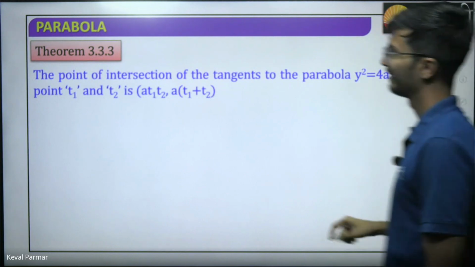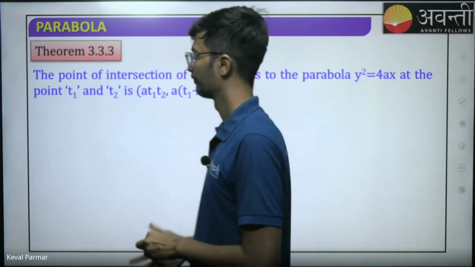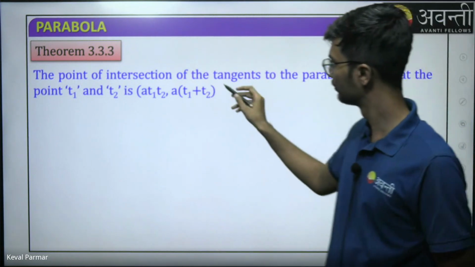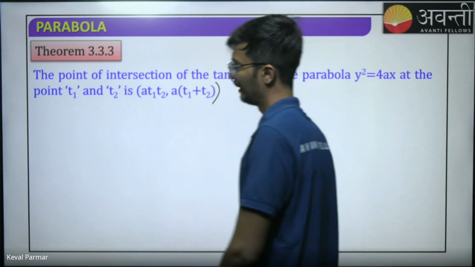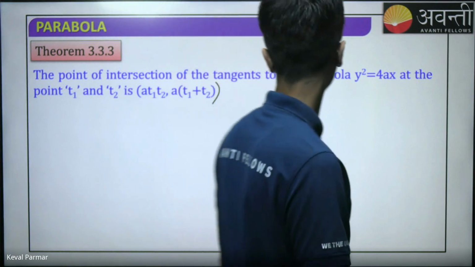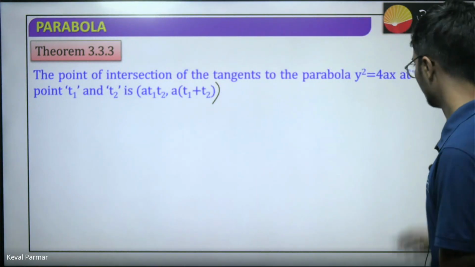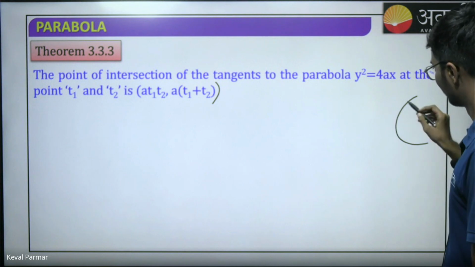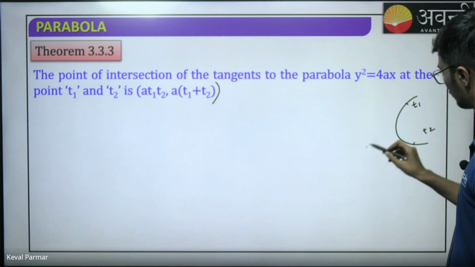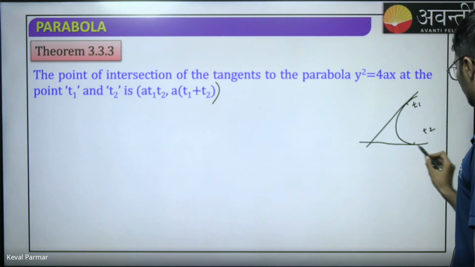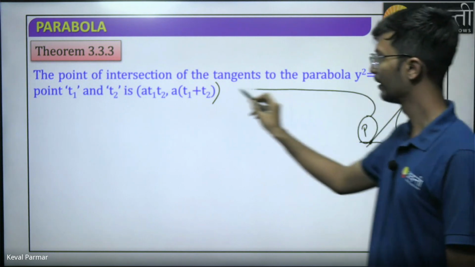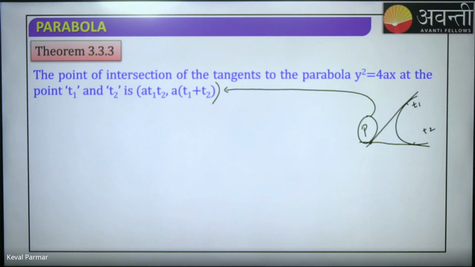The point of intersection of tangents to the parabola at t1 and t2 is (a t1 t2, a(t1 + t2)). So what it says is, let's say we have a parabola and there are two tangents drawn at t1 and t2. Then this point P has the coordinates (a t1 t2, a(t1 + t2)).